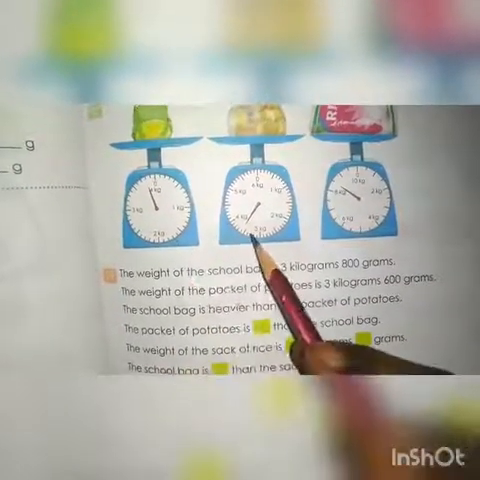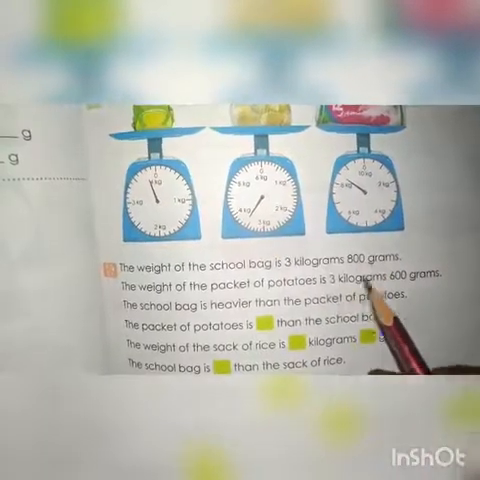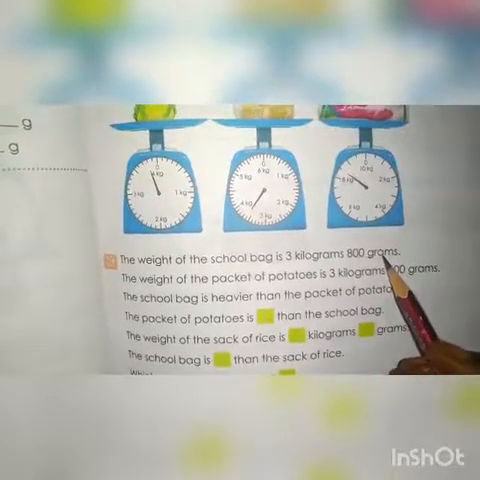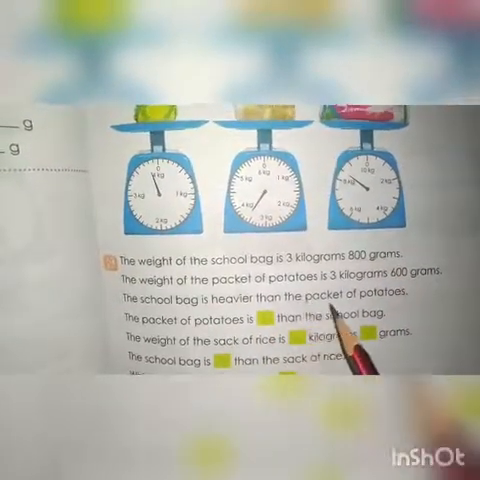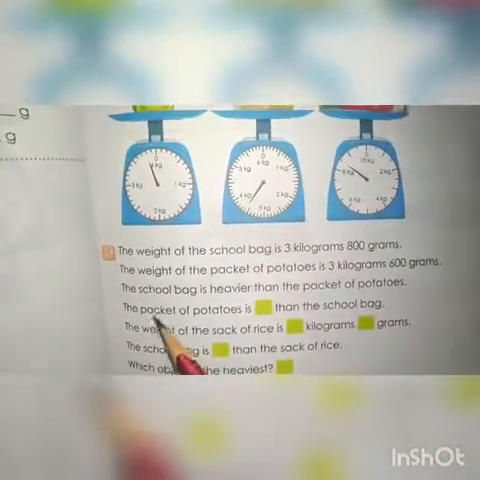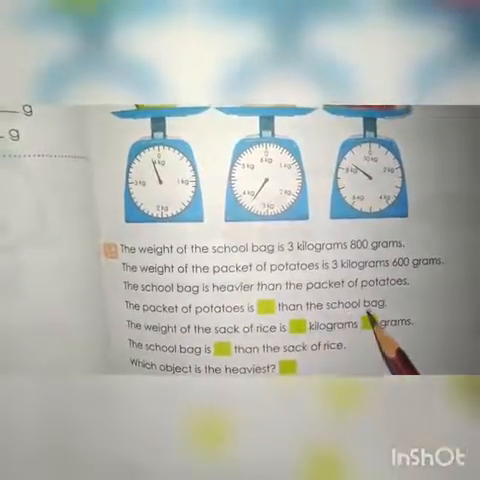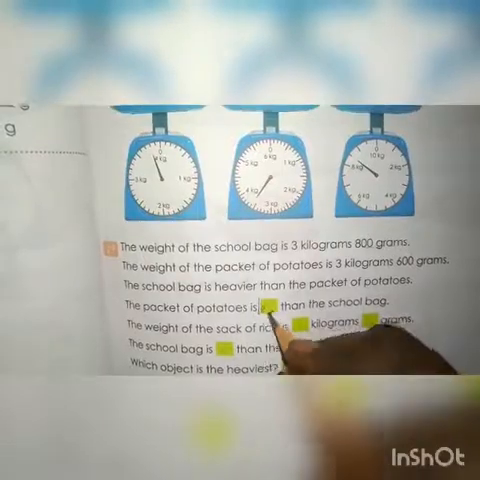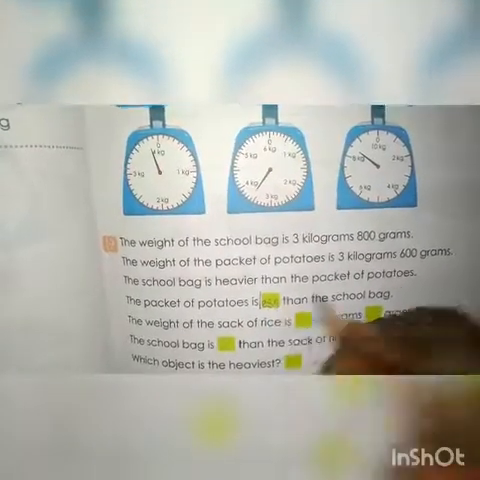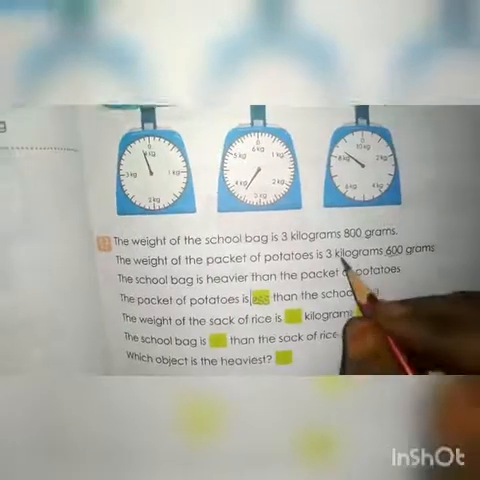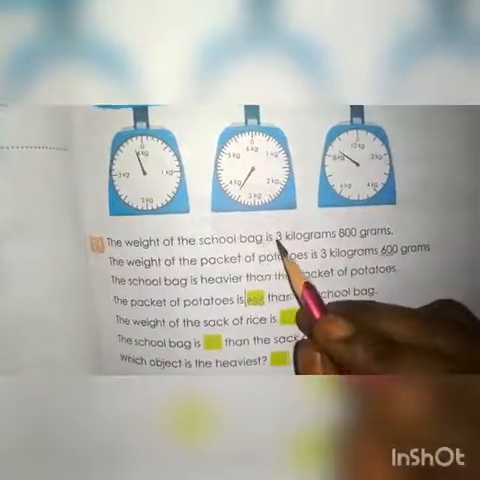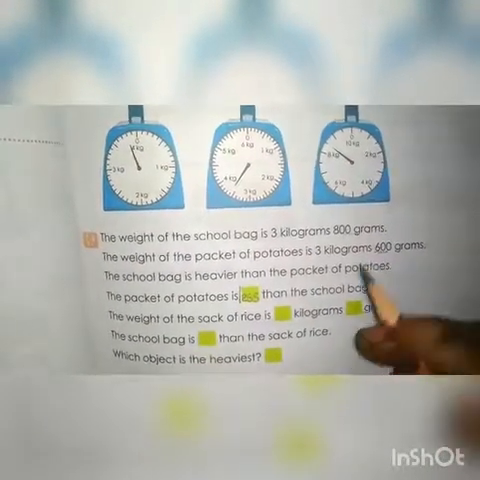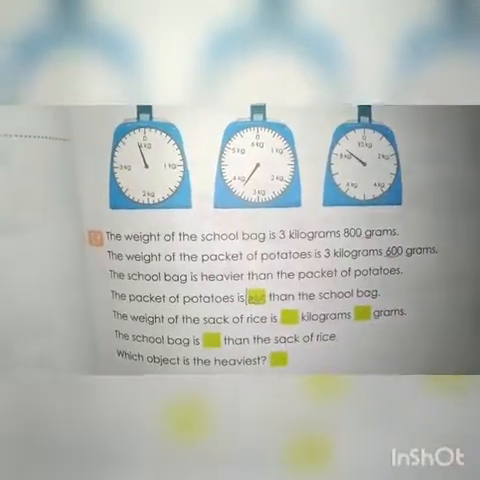From these two, which is heavier? 3 kilogram 800 gram or 3 kilogram 600 gram? 3 kilogram 800 gram is heavier. Therefore, the school bag is heavier than the packet of potatoes. Next, the packet of potatoes is dash than school bag. Less than school bag. So the weight of potato is less than school bag, right? For potatoes it is 3 kilogram 600, but the weight of school bag is 3 kilogram 800. School bag is greater than potatoes. So potatoes is less than school bag.